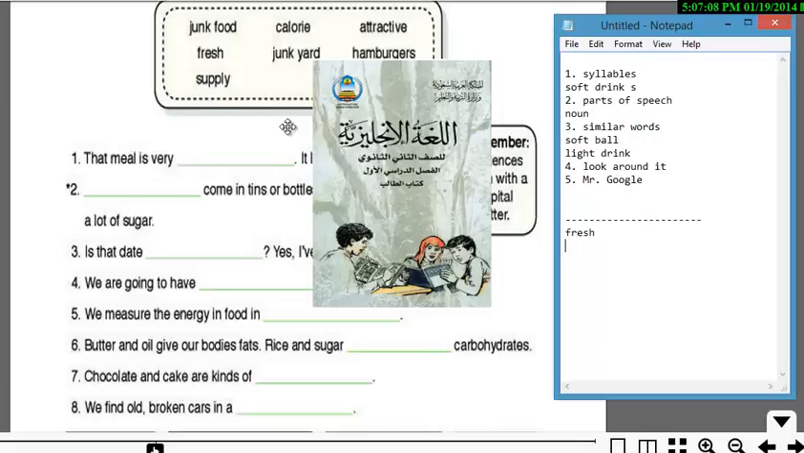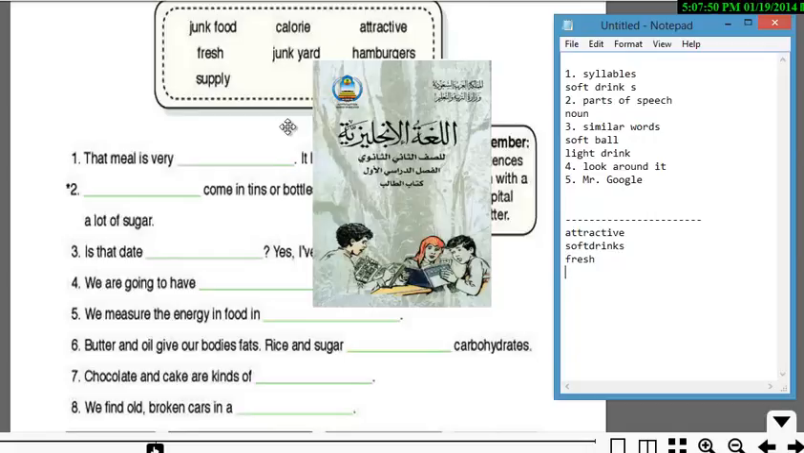2, blank come in tins or bottles and usually have a lot of sugar. Well, you can think of what comes in bottles. It's very easy. It's soft drinks. And number 3 is that date blank? Yes, I have just taken it from the tree. Probably you want to think of fresh. I don't really agree with the first one being used as attractive, since you can't say something is good and attractive at the same time. It just doesn't fit in my perspective, in the sense of the language, in a context. But let's just move on because our purpose is just to fill in the blanks here.